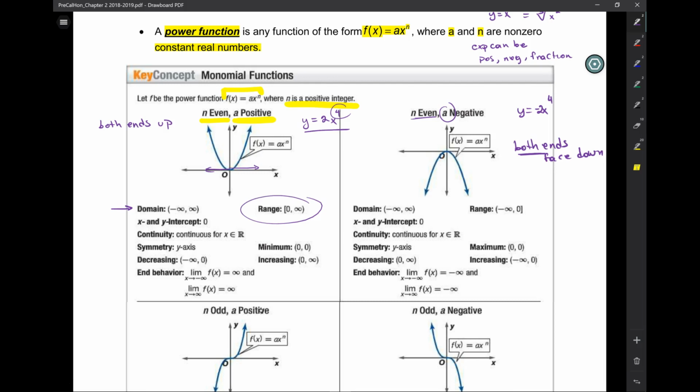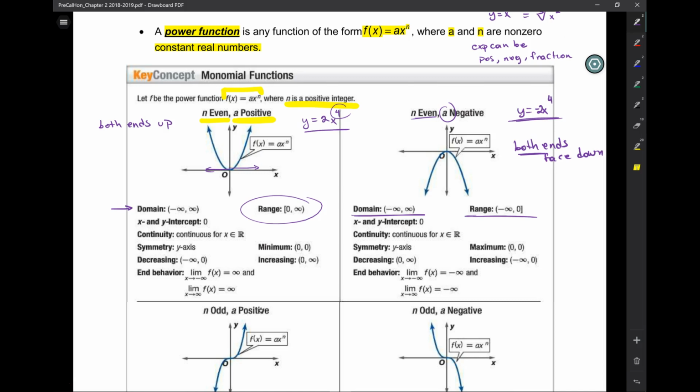Whereas if you have negative 2x to the 4, then again your y value could be 0, but then you have all of the negative y values. So the domain is all reals, but the range is negative infinity to 0. Okay, so that's when the exponent was even.